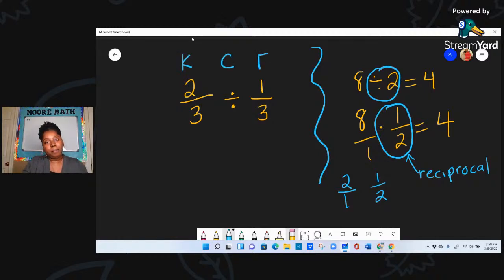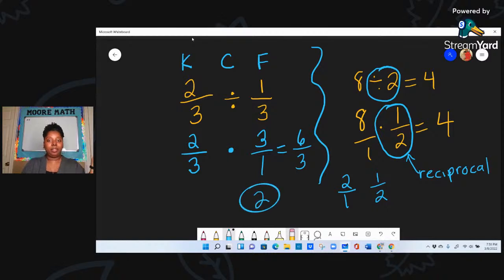change, flip works. Okay. So dividing by 1/3, we keep the 2/3 the same. We change division to multiplication, and we flip that last fraction. It becomes 3/1. And then we multiply as normal. 2 times 3, 6. 3 times 1, 3. 6 divided by 3, 2. Okay? And there you have it.